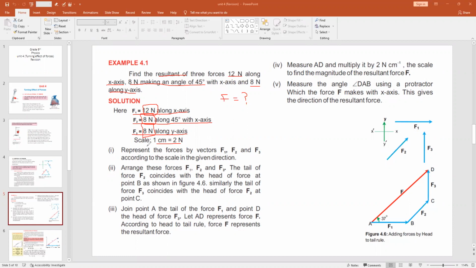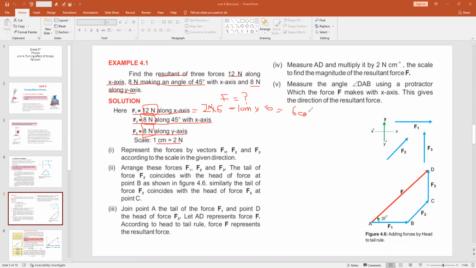So if we set the scale as 1 centimeter equals 2 Newton, then 12 is equal to 2 multiplied by 6, which gives 12 Newton. So if I take this 2 as 2 Newton, it will be equal to 1 centimeter, and 1 centimeter multiplied by 6 gives 6 centimeter. So the length for F1 is 6 centimeter.